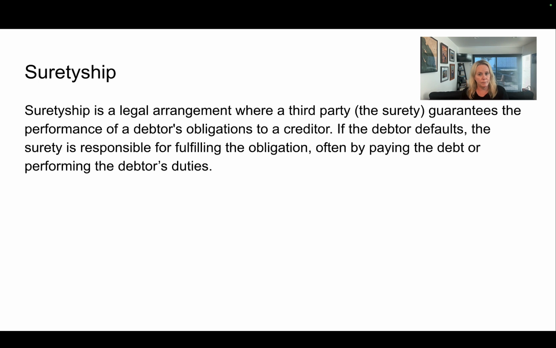Okay, sometimes when we have a secured transaction, we might have a third party involved in the transaction who guarantees performance of a debtor's obligation to a creditor. If the debtor defaults, that person, known as the surety, is responsible for fulfilling the obligation, often by paying the debt or performing the debtor's duties.